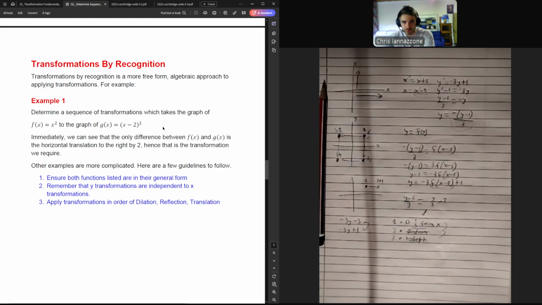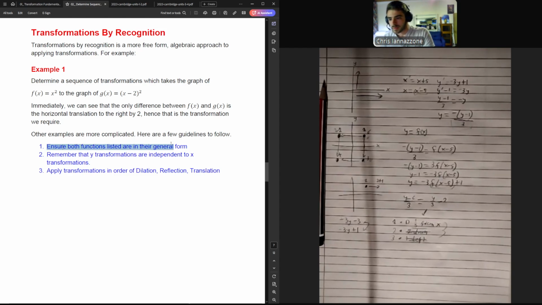Okay, so how do we do things by recognition? It literally just means I am looking at both of those functions and I'm seeing, okay, I know that's a translation to the right by 2. That's what recognition means. Now, how do you actually achieve that? Well, we basically follow these 3 steps. First, we just got to make sure that both of our functions are in their general form, which just means a form where you can easily identify what each of those transformations are.